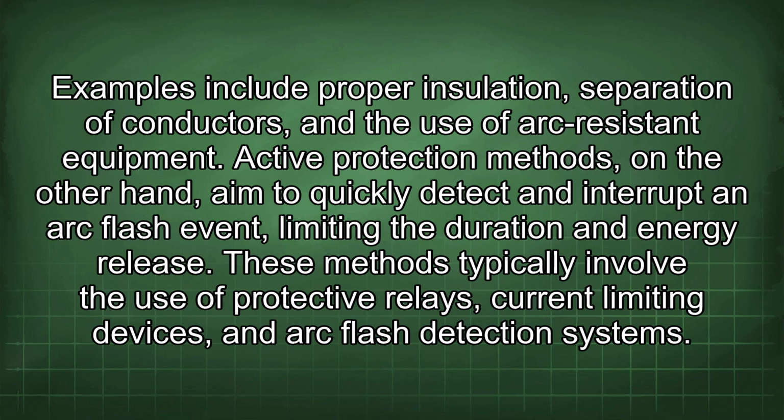Active protection methods, on the other hand, aim to quickly detect and interrupt an arc flash event, limiting the duration and energy release. These methods typically involve the use of protective relays, current-limiting devices, and arc flash detection systems.